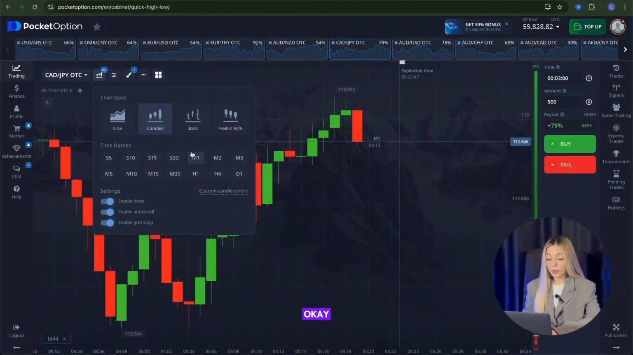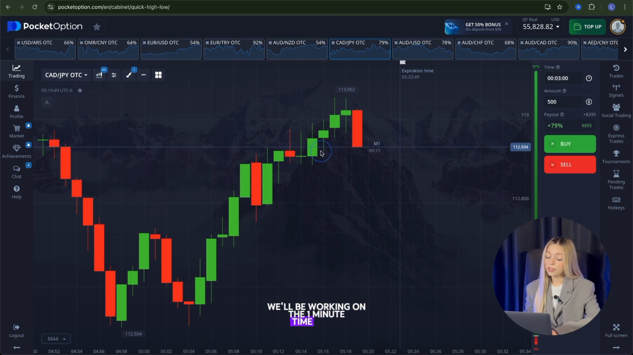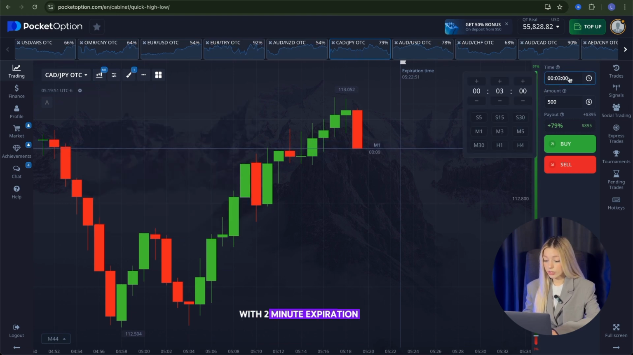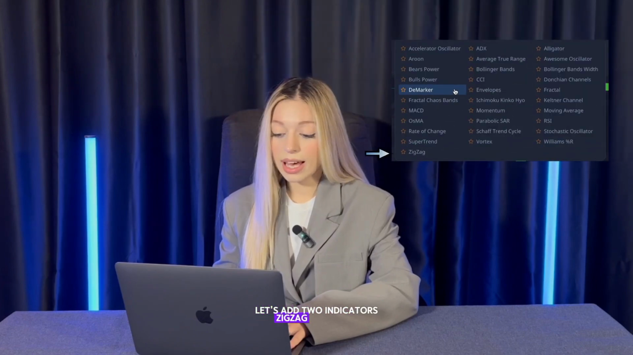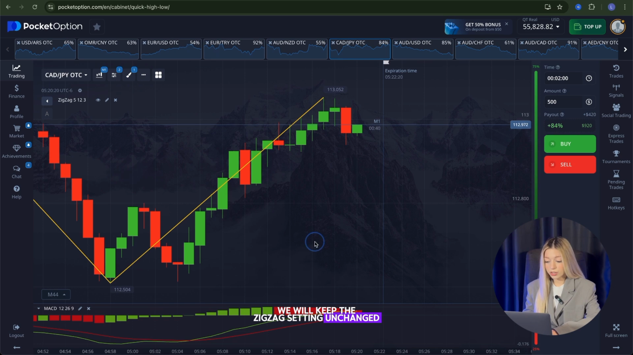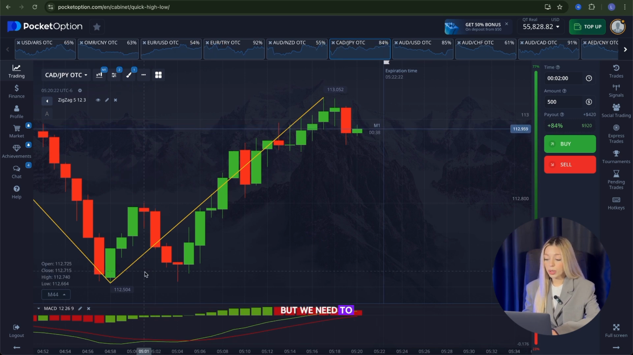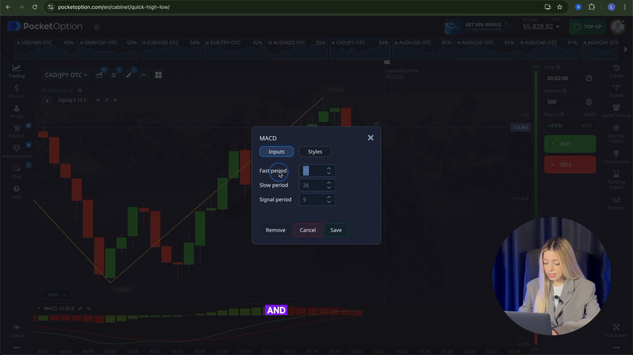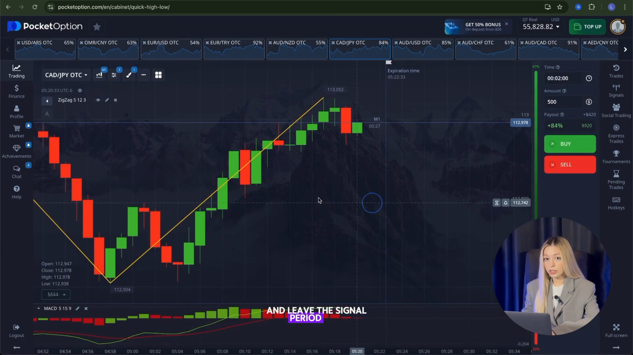Let's go. Okay, we'll be working on the 1 minute time frame with 2 minute expiration trades. So let's add two indicators, zigzag and MACD. We will keep the zigzag settings unchanged, but we need to tweak MACD. Set the fast period to 5 and the slow period to 15, and leave the signal period at 9. Okay, now I'm ready to open some trades.